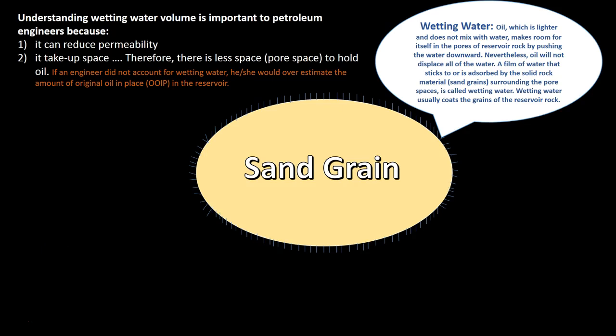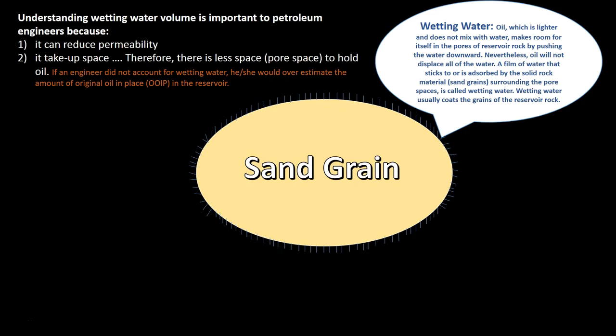So wetting water, let's look at it. Oil, which is lighter and does not mix with water, makes room for itself in the pores of reservoir rock by pushing the water downward. Nevertheless, oil will not displace all of the water. A film of water that sticks to or adsorbs by the solid rock material, sand grains, surround the pore spaces is called wetting water. Wetting water usually coats the sand grains of reservoir rock. And the reason for that is that most reservoir rock was marine wet first.